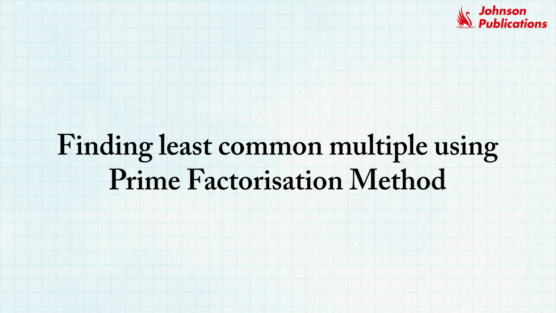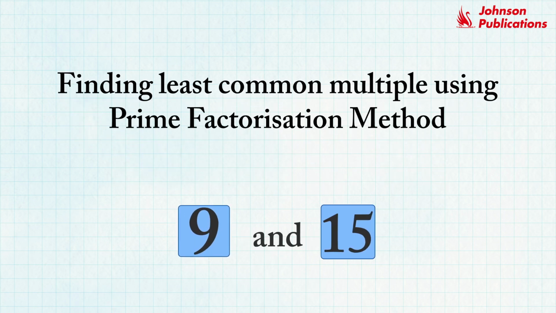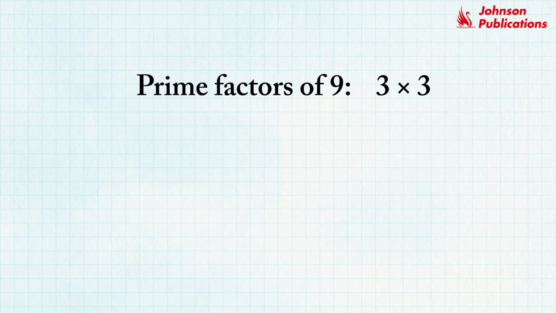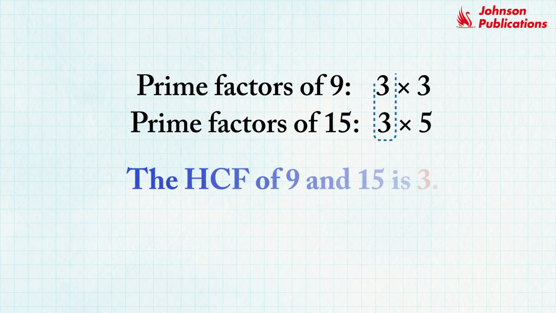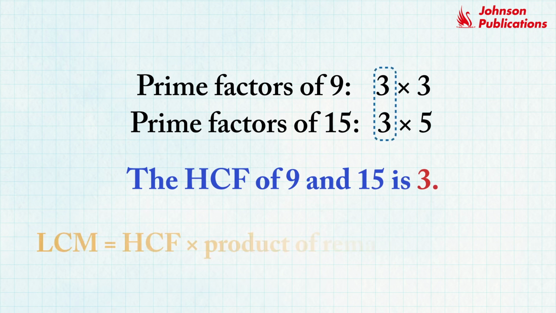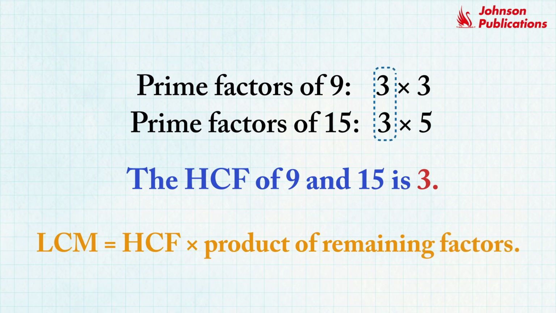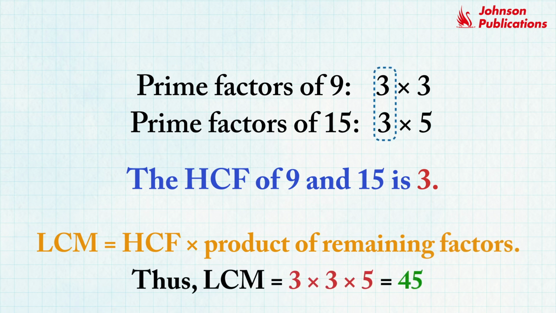Finding least common multiple using prime factorization method. Let us find the least common multiple of 9 and 15. Prime factors of 9 is equal to 3 times 3. Prime factors of 15 is equal to 3 times 5. The highest common factor of 9 and 15 is 3. This is the relation of HCF and LCM. Therefore, LCM is equal to 3 into 3 into 5 equals to 45.